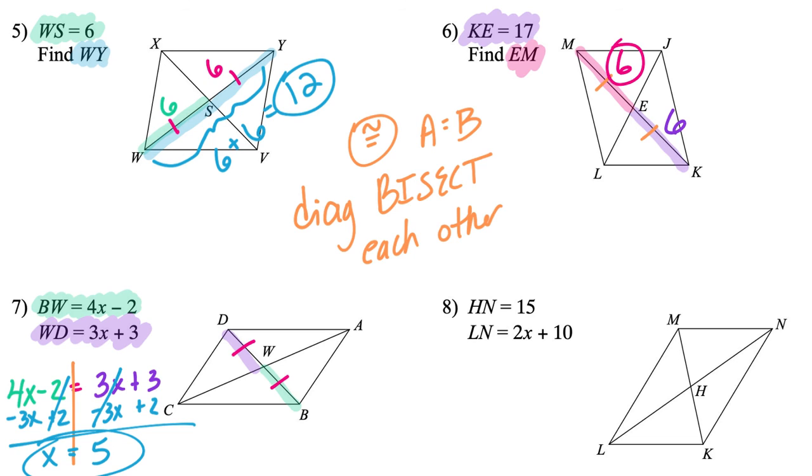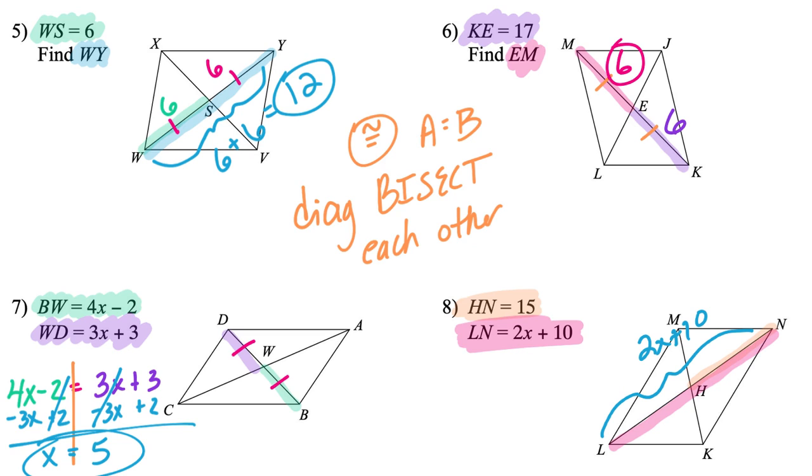Let's look at the same type of thing for number 8. So HN is 15. And I know that LN is 2x plus 10. So notice that LN is the whole length. So I can't set these two equal because they're not equal. But I could figure out the length of, I know that LN is all of that, 2x plus 10.